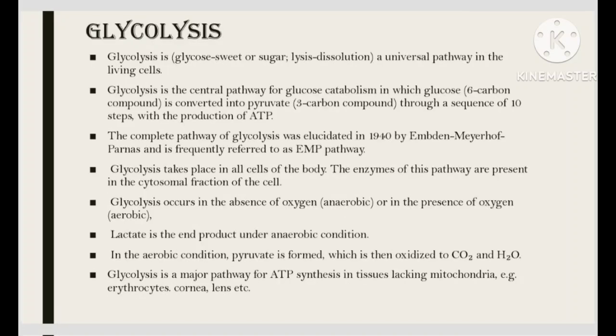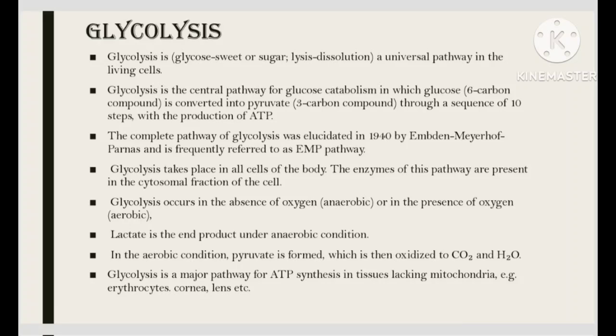Glycolysis: glyco means sweet or sugar, lysis means dissolution. It is a universal pathway in living cells. Glycolysis is the central pathway for glucose catabolism, in which glucose, a 6-carbon compound, is converted into pyruvate, a 3-carbon compound, through a sequence of 10 steps, with the production of ATP. The complete pathway of glycolysis was elucidated in 1940 by Embden, Meyerhof and Parnas, and is frequently referred to as the EMP pathway. Glycolysis takes place in all cells of the body.